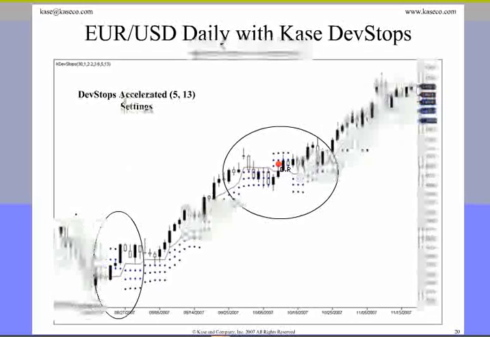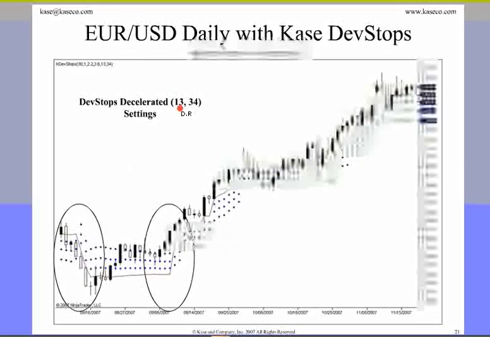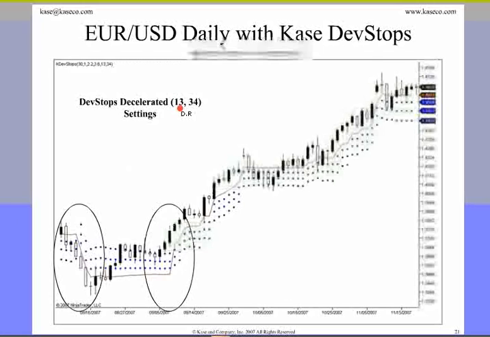If you want to decelerate the stop, you might use something like a 13 and a 34. Generally speaking, as you can tell, in the case here, the stops flipped much earlier. In this one, the flip took place much later, and then here the flip takes place again on a later basis. So these stops flipped a little bit slower.